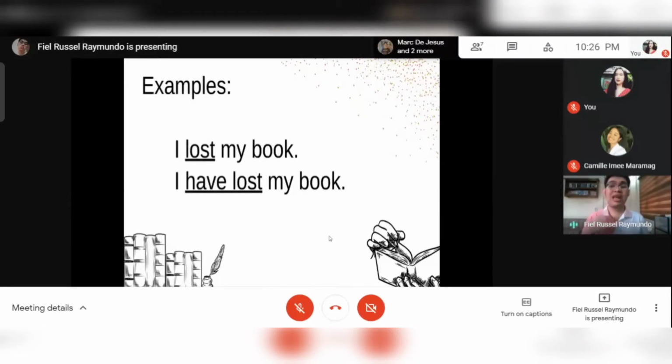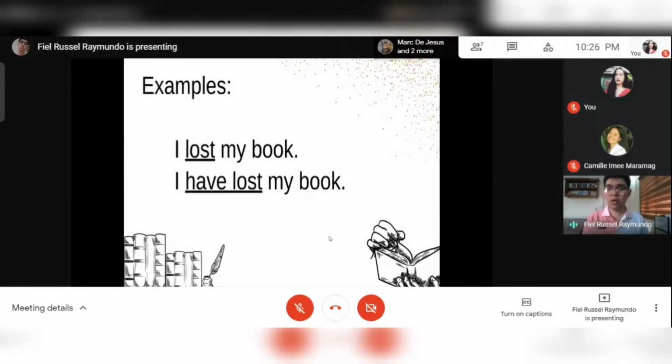But in the sentence "I have lost my book," the effects of have lost remain relevant up to the present. For example, maybe I lost my book sometime in the past, and up to the present, I still haven't found that book yet. It's also safe to say that present perfect tense gives you the opportunity to guess what's next in that sentence. To show that, let's have the same examples as well.